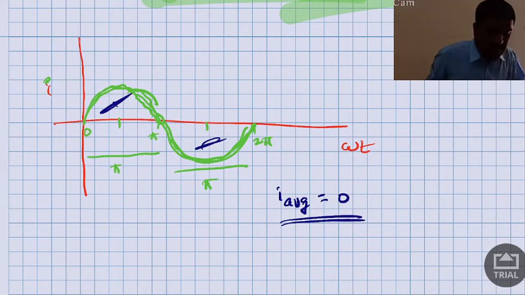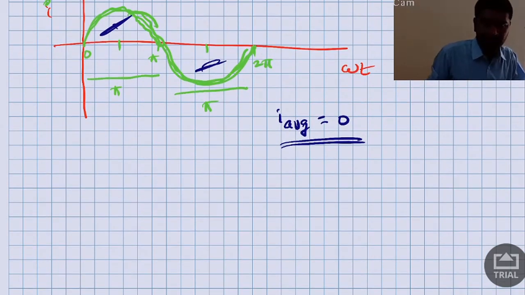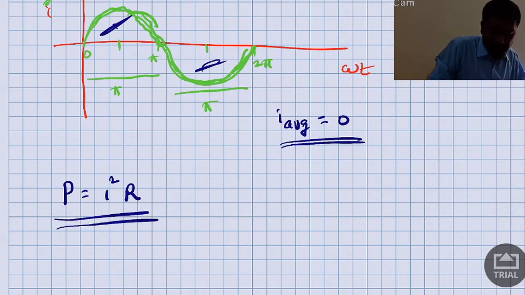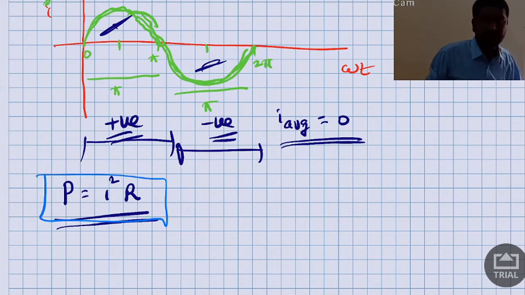So the average current in a full cycle is 0. It does not mean that the power dissipation in the circuit is 0, because even though the average current is 0 for one cycle, power dissipation cannot be 0, because the power equation is given by I square R. From 0 to pi, I is positive. From pi to 2 pi, I is negative. So power will always be positive for any values of current. In the first half cycle, I is positive, so I square is positive. In the next half cycle, I is negative, but still I square is positive, so power will always be positive. So let us compute the average power dissipation in the circuit.